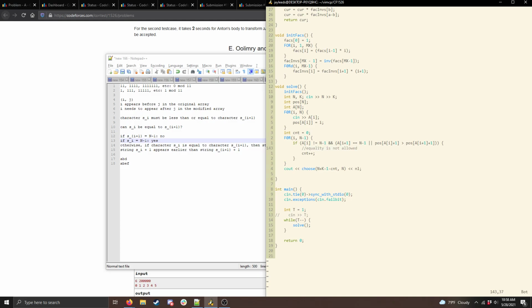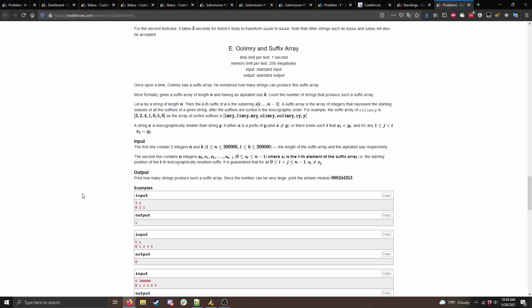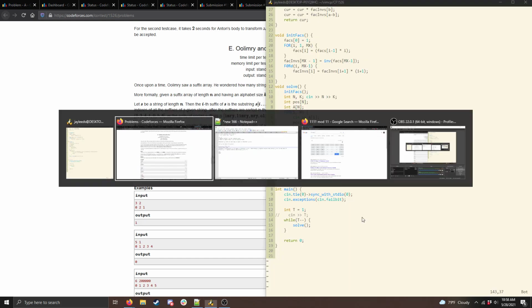And so then I count the number of cases in which equality is not allowed, and the rest of this is essentially a combinatorics problem. I'm not going to go into too many details. This is an idea that's commonly referred to as stars and bars if you haven't seen it before. But essentially, the way I model this is that we need to move from one character to the next k minus 1 times.